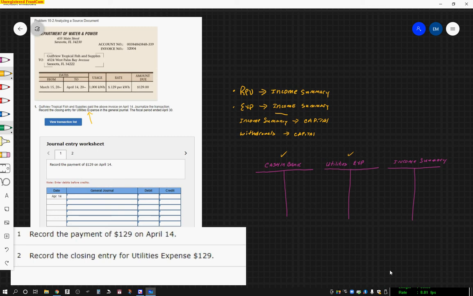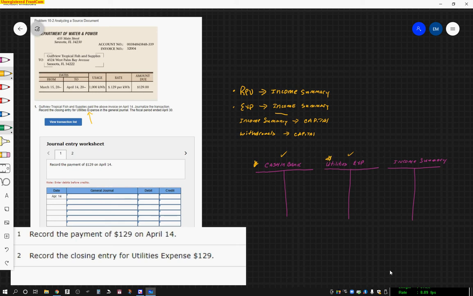And we're going to say number one, the accounts that are affected. Identify the accounts affected: cash and bank, utilities expense. Classify the accounts that are affected. Cash and bank is an asset. The increase side is going to be the debit. And the expense account is a temporary account under the capital, and that is going to increase by debit.